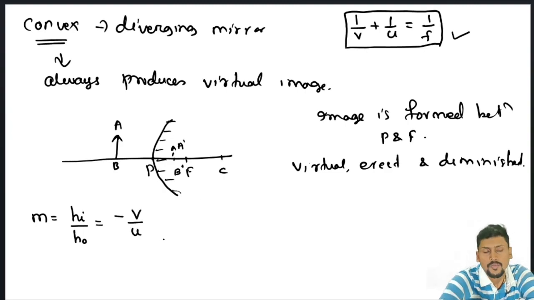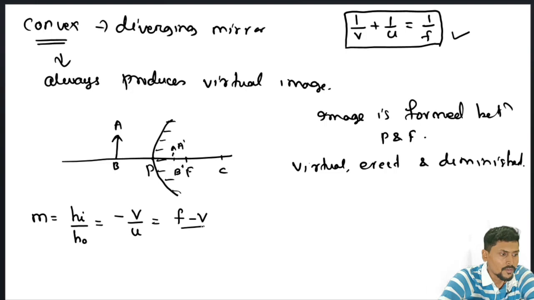Minus v by u. What is u? u is the object distance. And what is v? v is the image distance. So if u and v are given, then in terms of u and v, you can express magnification in this format. And m equal to minus v by u. And you also have two other formulas. One is f minus v by f. If the focal length and image distance are given, then f minus v by f is the formula.